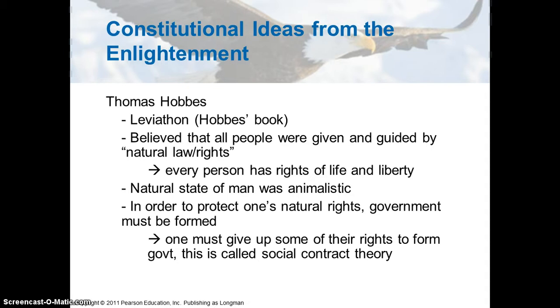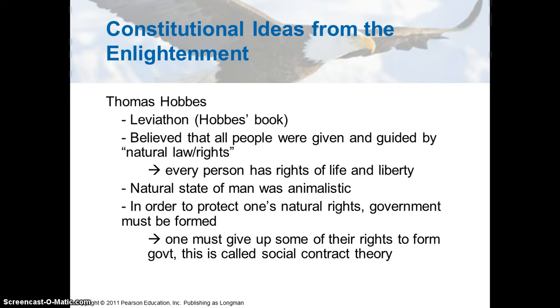We focus on Thomas Hobbes, who wrote his classic book called Leviathan. Hobbes, like some earlier academic people, believed that all people were guided by and given natural rights, that the universe was governed by natural law. What this means is that every person has a right to life, liberty, and to some degree property. Hobbes doesn't stress property nearly as much as Locke does a little bit later on.